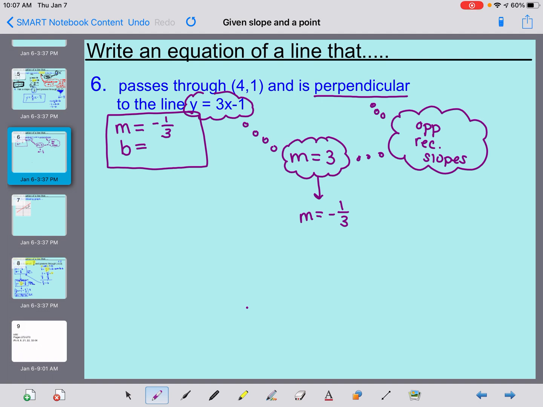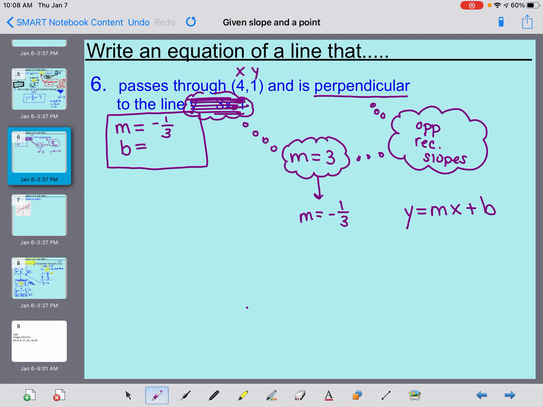Now I need to find the b value. I don't have an ordered pair 0, comma. Bummer. So now I have to go do my algebra. I'm going to use the y equals mx plus b formula. I'm going to substitute in 4 for x, and 1 for y, negative 1/3 for m. Once you guys get this perpendicular slope, it might be useful to just cross it out lightly. This way you're not tempted to use it again by mistake, right? We're done with that.